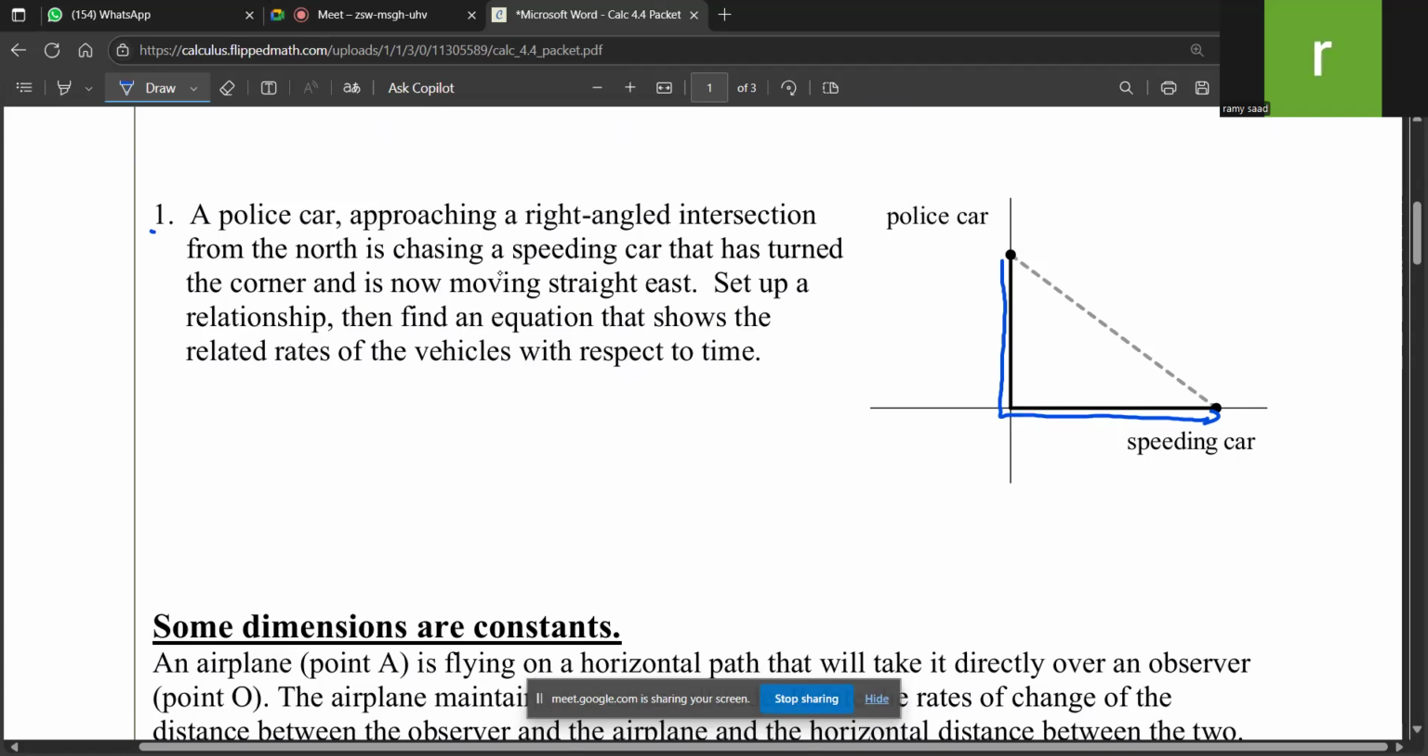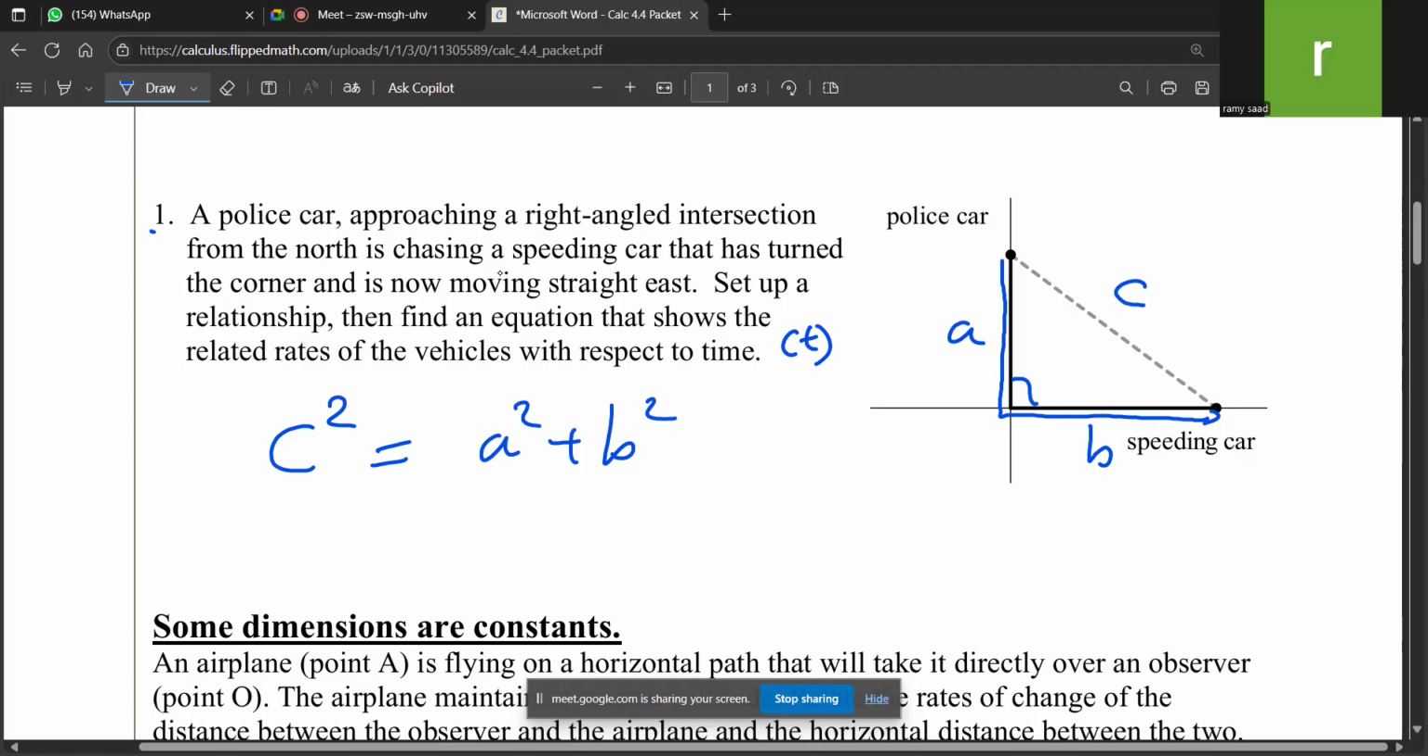So first of all, there is something called implicit differentiation. What is implicit differentiation about? Let's say this is C, the hypotenuse, this leg is A, this leg is B. If you put a relationship, it will be the Pythagorean theorem. So C squared equals A squared plus B squared. With respect to time, which is T, I will do the differentiation with respect to T.